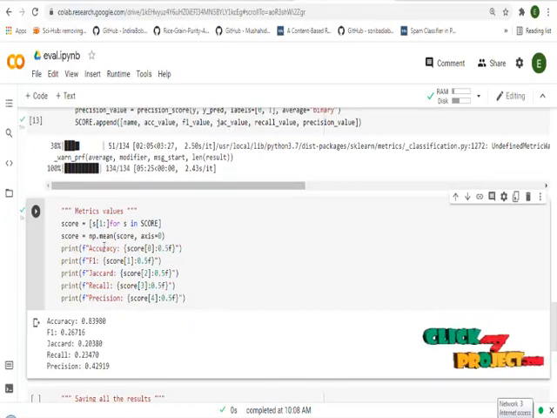The evaluation of the final metrics values: accuracy is 83% and the F1 score is 26, Jaccard is 0.20380, recall is 0.23470 and precision is 0.42919.